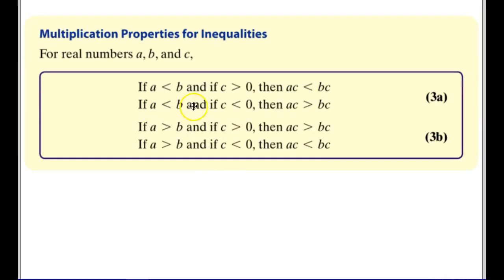Okay, so here are my multiplication properties. If a is less than b and c is greater than 0, my sign just doesn't change. If a is less than b and c is less than 0, so I now have a negative, my sign changes. And same thing if a starts out greater than b. So just keep in mind what happens when my c is less than 0 if I'm multiplying.